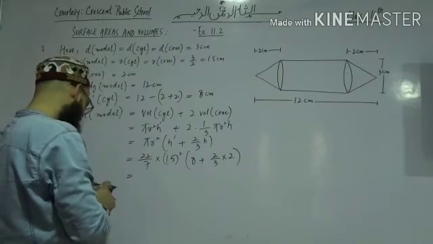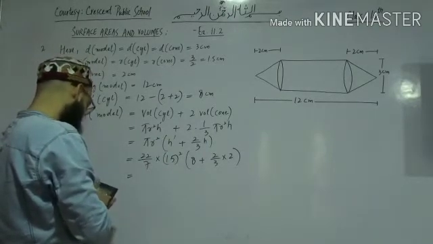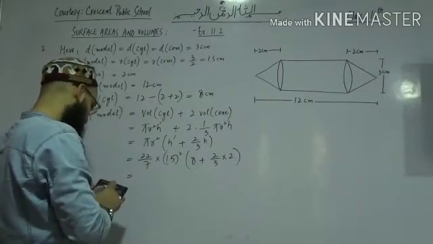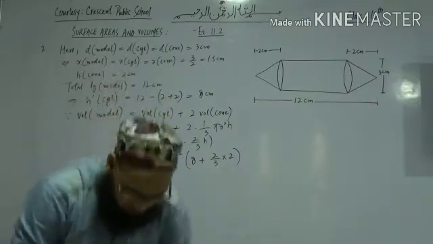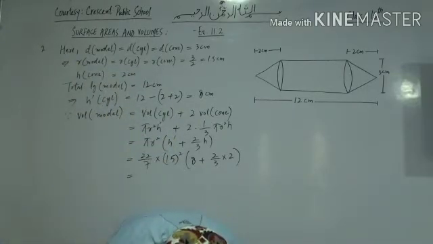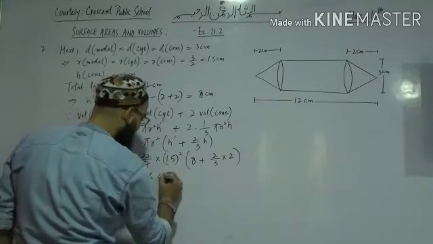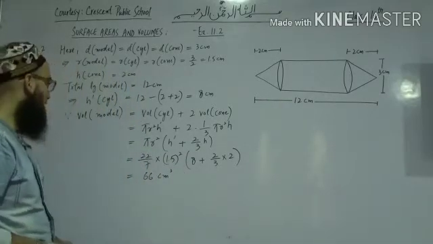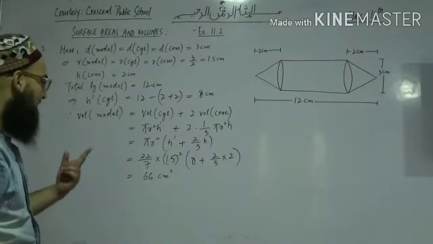So it goes 28 times 1.5 times 1.5 times 22 divided by 7, divided by 3, which is 21. So it will give you 66. Yes. So it gives you 66 cubic centimeter, because volume is in cubic centimeters. So 66 cubic centimeter is the volume of this model.